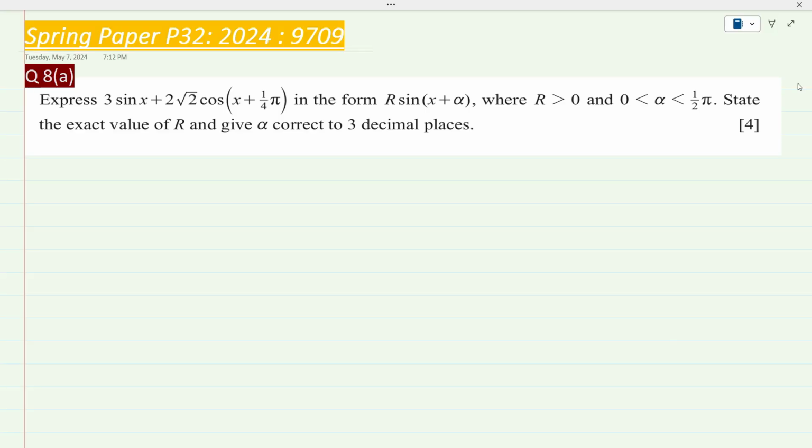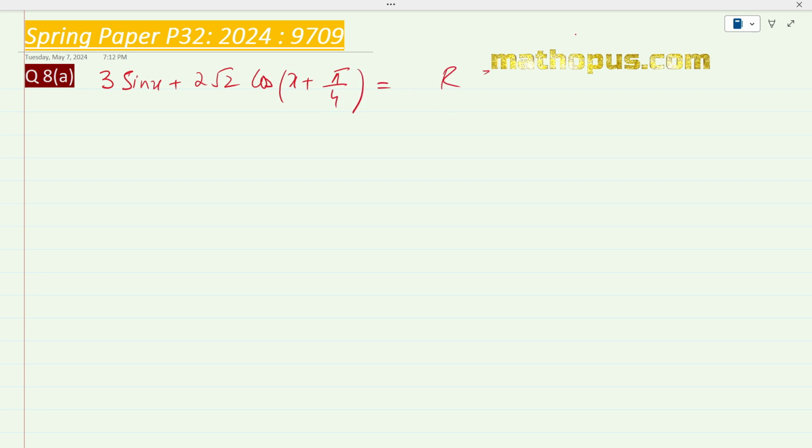That's it. Question number 8, A part: express this trigonometric ratio in R form, where R is positive, angle alpha is between 0 and pi over 2, and the value of R is an exact value, that is in root form, and the value of alpha is correct to 3 decimal places. For Question number 8, A part, we have to convert 3 sin x plus 2 root 2 cos of (x plus pi over 4) into the form R sin(x plus alpha). This is what is required, given that R is positive and alpha is between 0 and pi over 2.